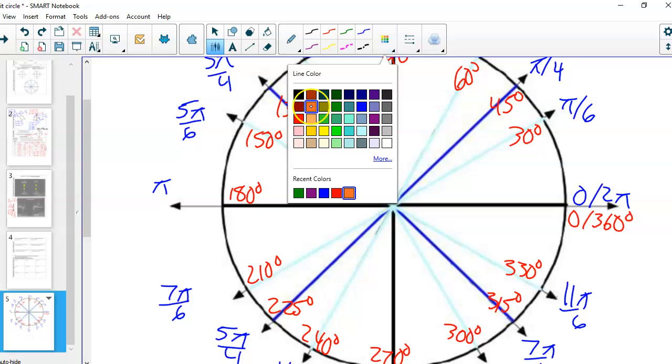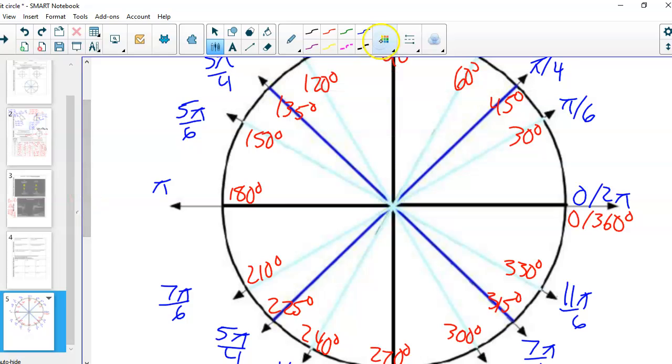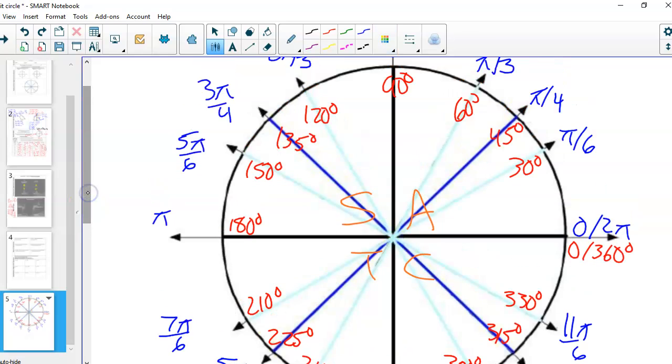Somewhere on this, write the letters A, S, T, C. And then I'm also going to write your reference angles. So we know this quadrant has your reference angles. In this quadrant, we're doing 180 minus whatever those reference angles are. In this quadrant, we're doing whatever the angle is minus 180. And then in this quadrant, we're doing 360 minus whatever the angle is.